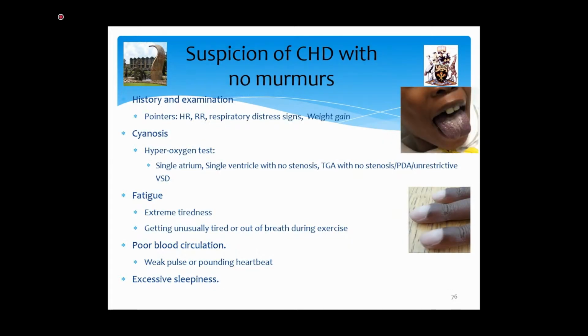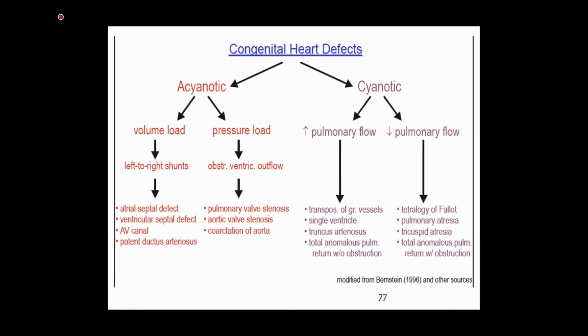So we've talked about the history and examination pointers. Those who have cyanosis, it is easy. If they have extreme fatigue or tiredness, or they get tired quickly, or they get out of breath, they have poor blood circulation, weak pulses, or pounding. I don't think it's pounding, it's supposed to be bounding. Sorry for that spelling mistake. Or they are excessively tired. So these are the suspicions of congenital heart disease. Even if there is no murmur, if you pick any of this, please refer them to us.